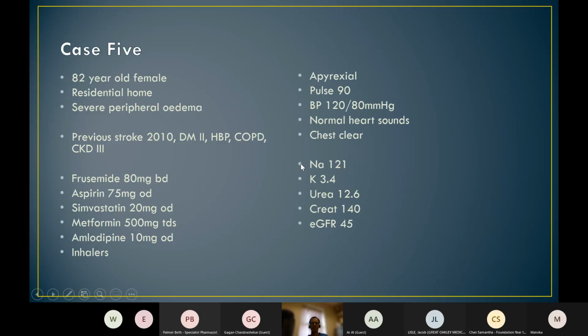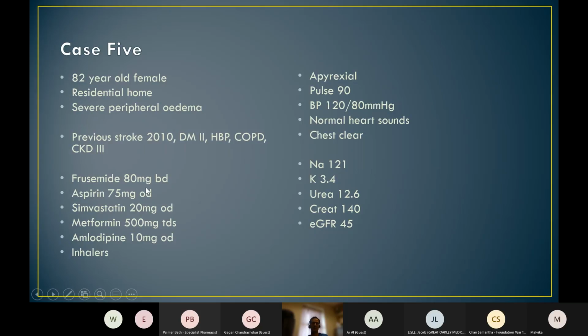So what do you think of her sodium? Yeah, she's already on a hefty dose of furosemide. I would say that yes, it is a fairly hefty dose of furosemide, particularly for somebody that I've said doesn't have a history of heart failure.